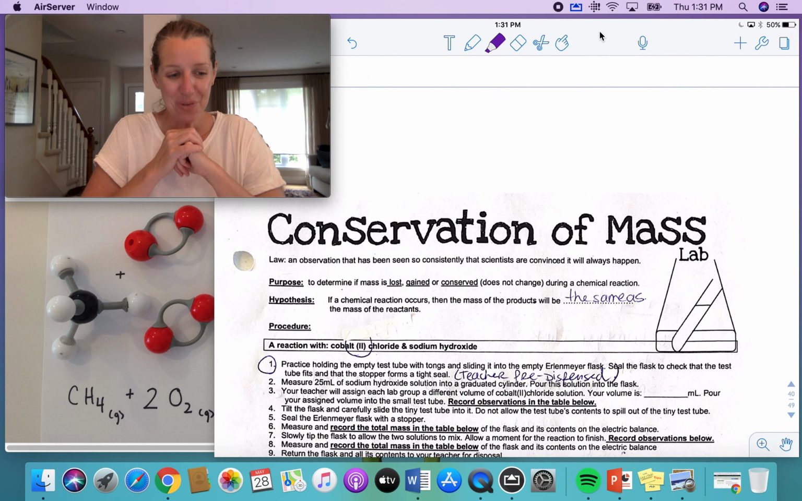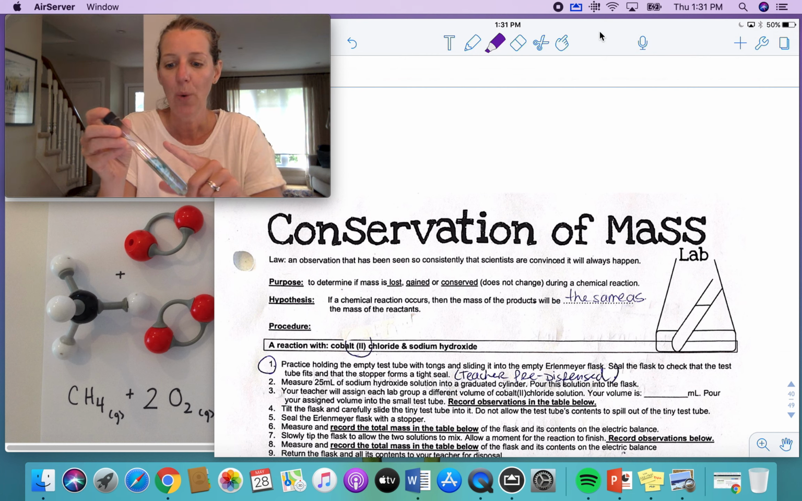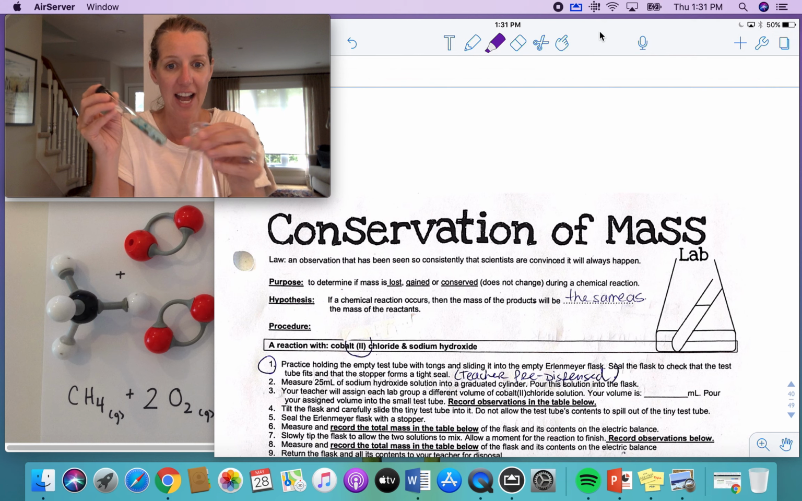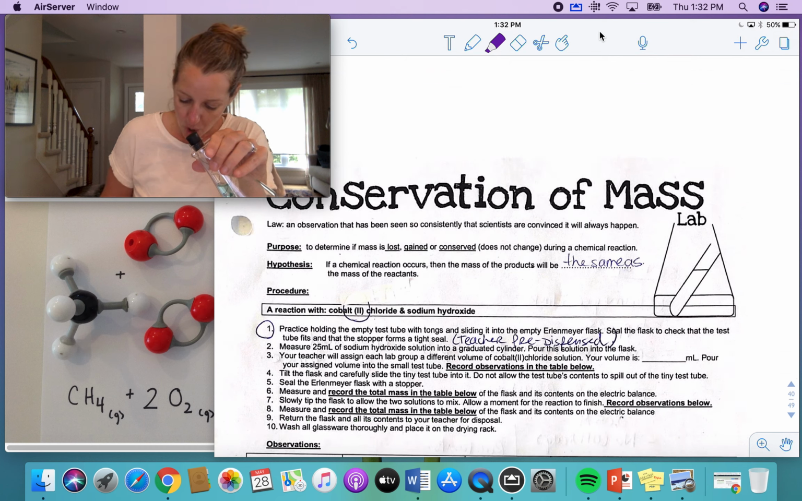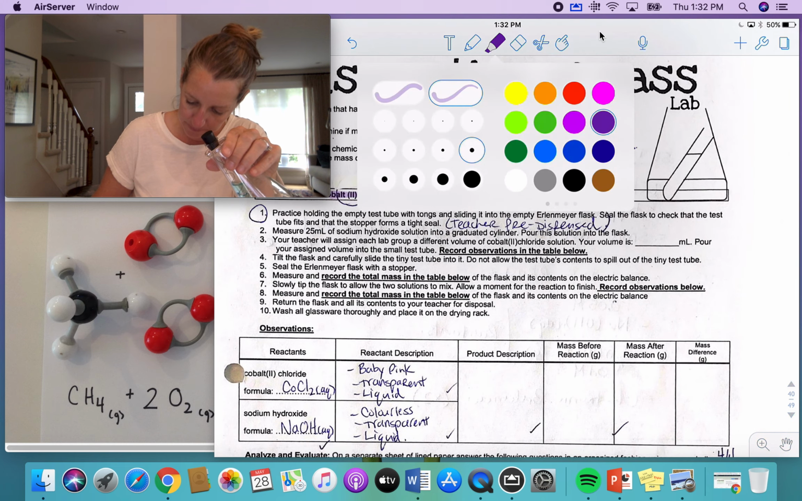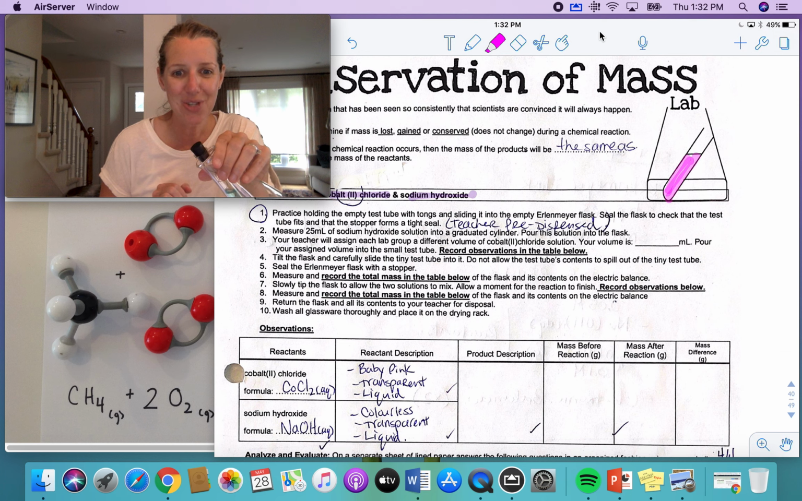If you were to do that in the lab, you'd have a test tube where one of the reactants is in here, and the other reactant is in the Erlenmeyer flask. Can you see this? In this lab, we added cobalt 2 chloride to sodium hydroxide. The cobalt chloride is going to be in my little test tube, and it happens to be pink. It's a pink solution. It's baby pink, transparent, and a liquid.